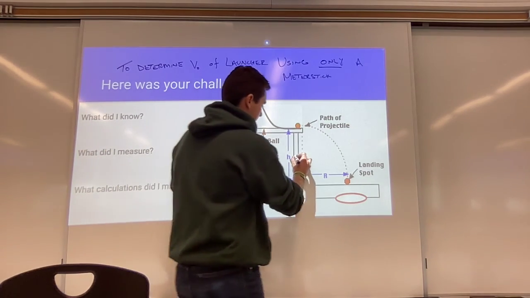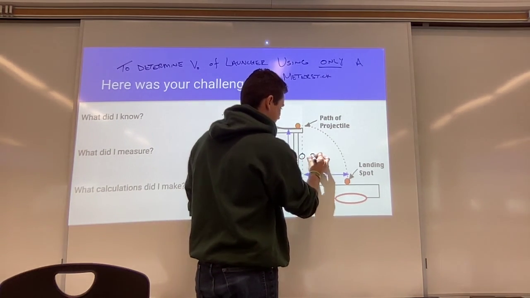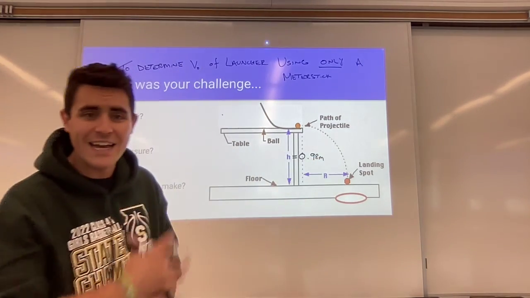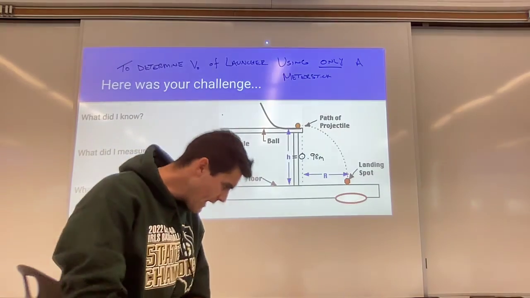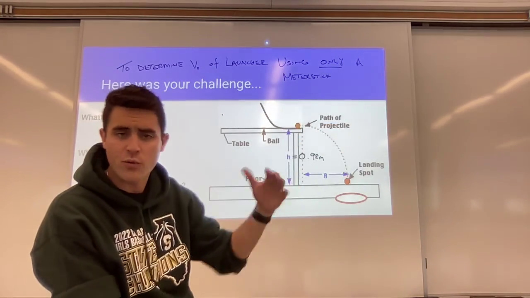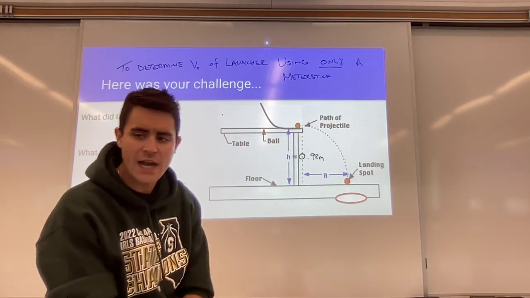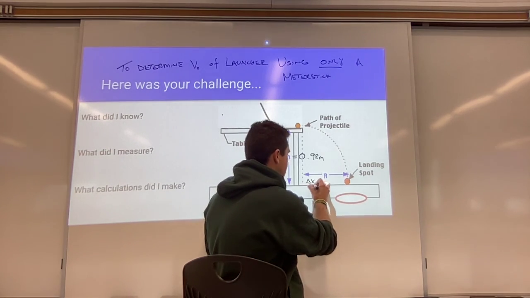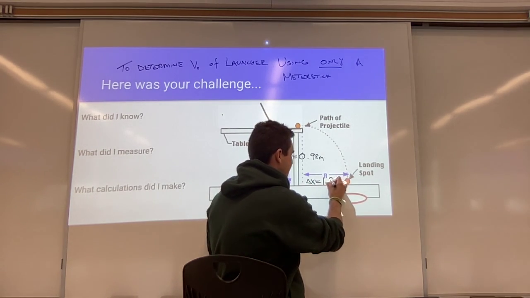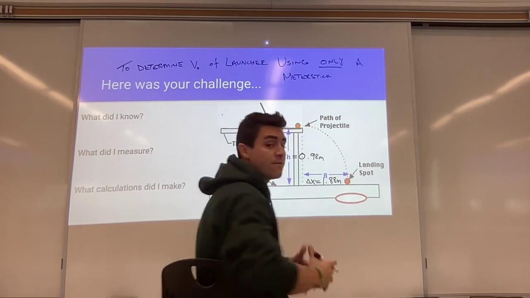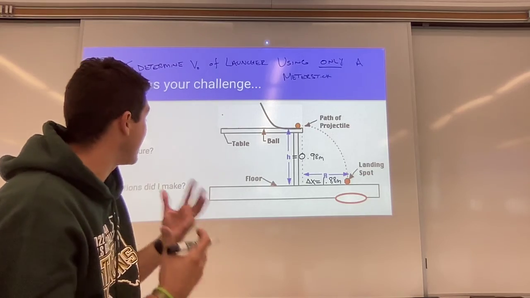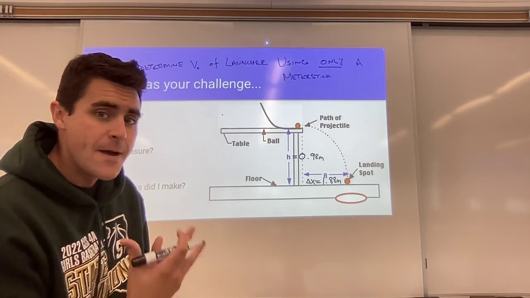We said the height of the table, I measured this to be 0.98 meters when I did this experiment. And I measured where it hit the ground after it shot out of here. I got my range, or my change in x, to be equal to 1.88 meters. That's how far away from the table it landed. And I'm asking you now to find the initial velocity of this launcher.